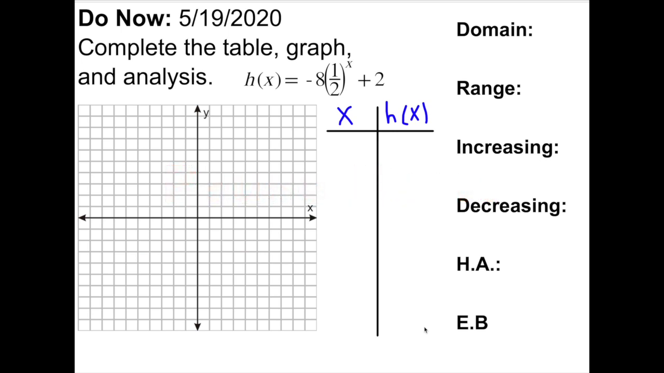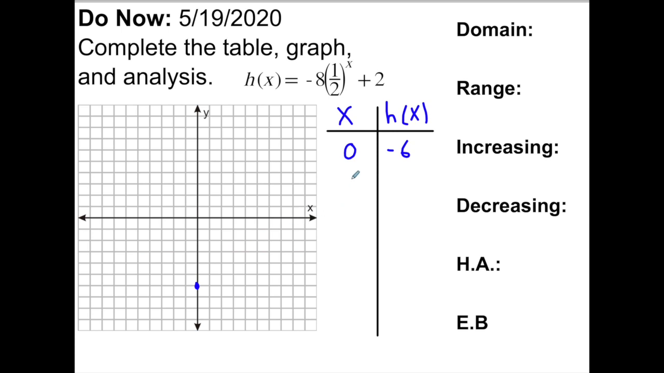Okay, so remember, it all comes down to this idea of making a table. No matter what function you are confronted with in high school, college, beyond, making a table is a great way to start to understand it, especially when there's only one variable, like just x in this case. So I'm going to start by plugging in 0. I like to have 0 in my exponent. So if I do 1/2 to the power of 0, I get 1, because anything to the power of 0 is 1. Then I do negative 8 times 1 is negative 8. And then negative 8 plus 2 is negative 6.